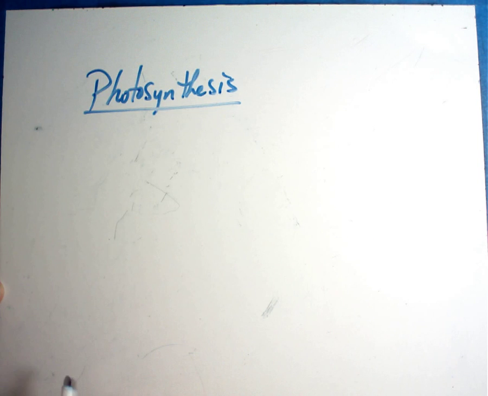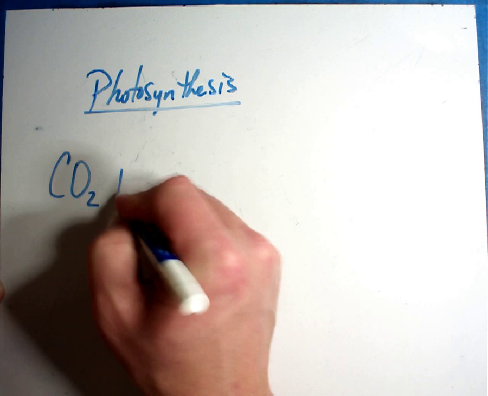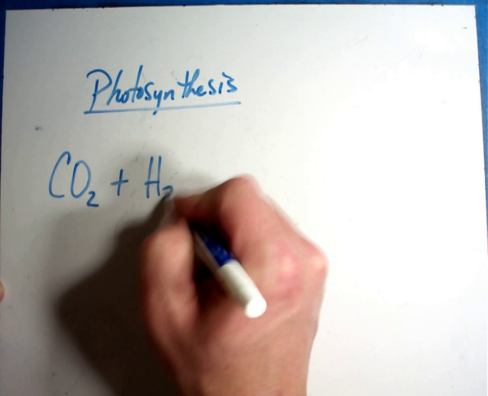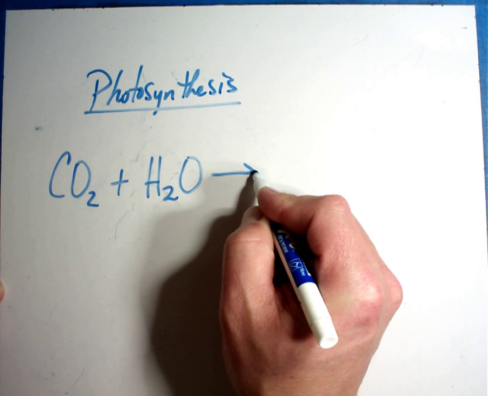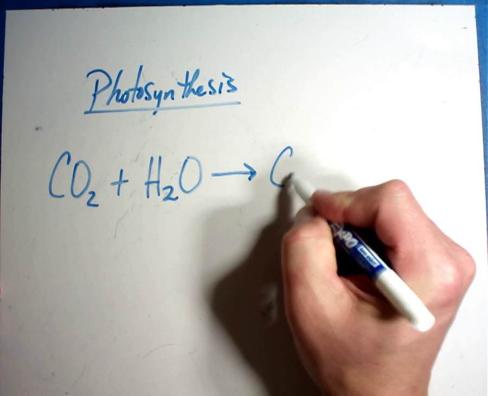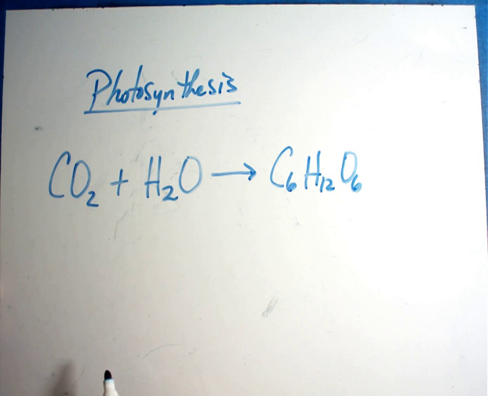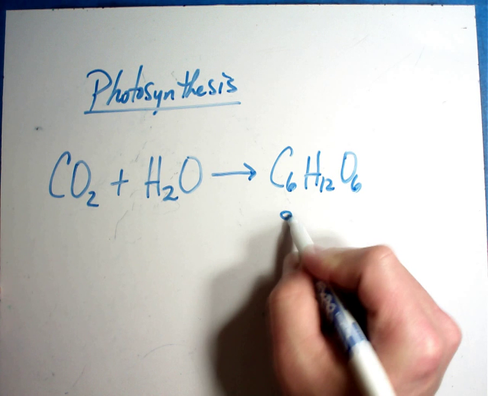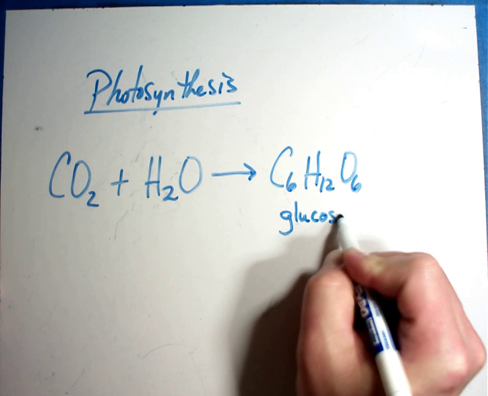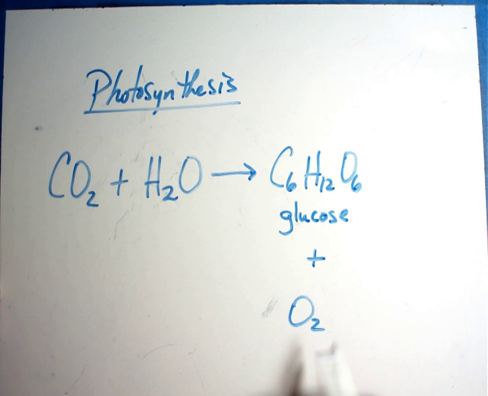In the process of photosynthesis, a plant's going to make its own food. They're going to take in carbon dioxide and water, and they're going to put that to use, and they're going to make C6H12O6, which is called glucose, and they are also going to produce oxygen gas.